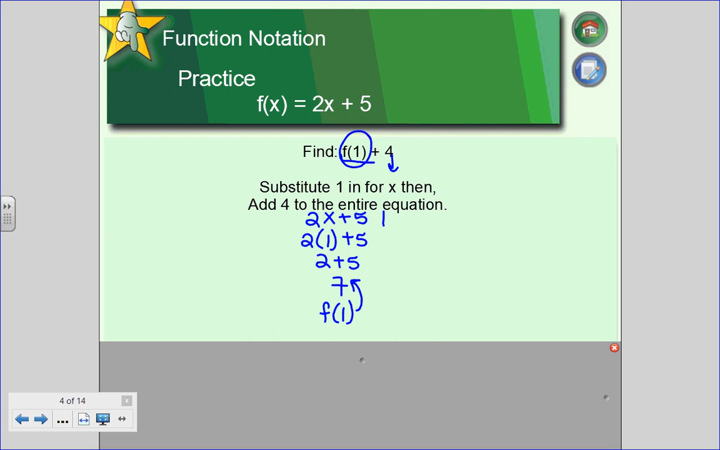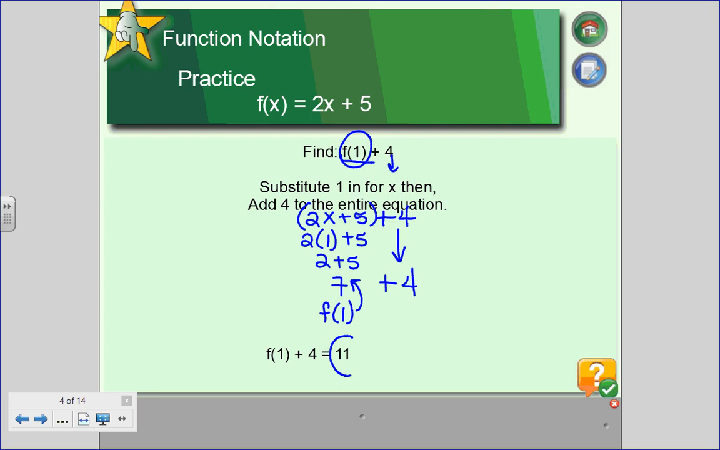But then we have this plus 4 that we have to do to the whole value. So if I find f of 1 to be 7, I need to now add 4 to it, giving us 11. So we started by finding f of 1, getting its value to be 7, and then once we got that number is when we added the 4 at the end, giving us 11. Again, when we're stating this, we're not just boxing an 11 by itself, we're stating f of 1 plus 4 equals 11.